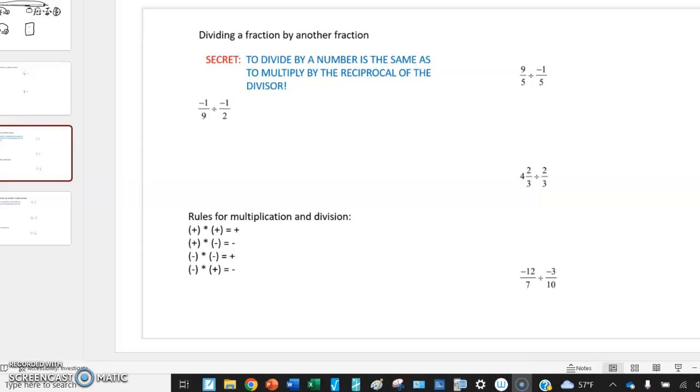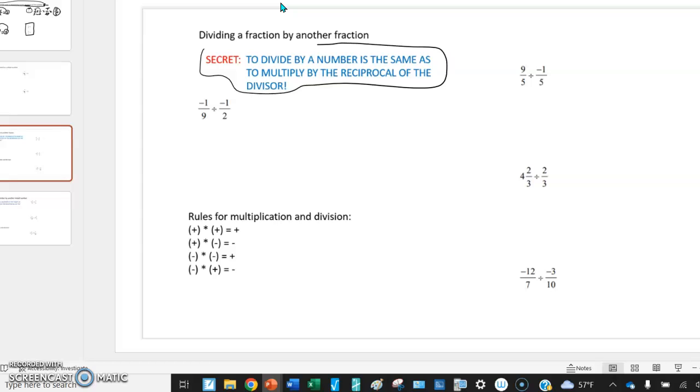Let's do this. All right, let's see how you multiply a fraction by another fraction. Remember the secret that we talked about in class. Okay, I'm going to read this here right now for you.